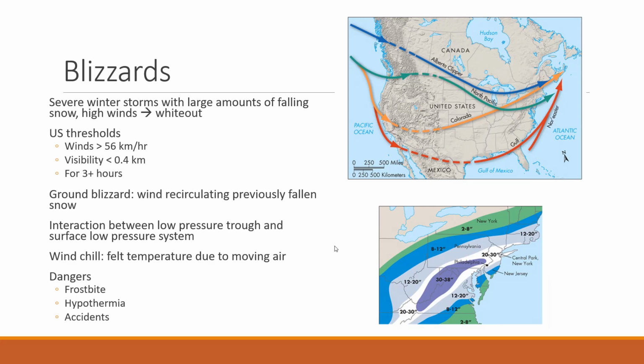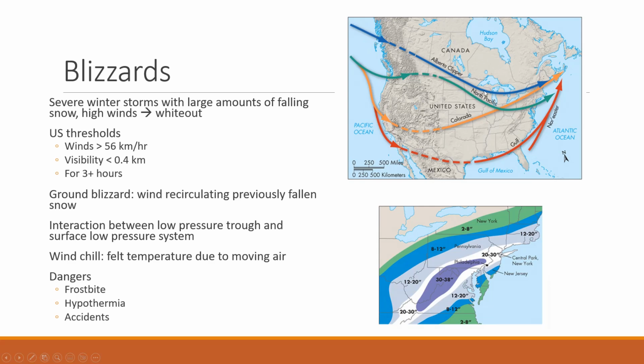The wind chill is important in blizzards. Wind chill is the temperature that we feel due to moving air. This is where it gets very, very dangerous. Dangers of blizzards are things like frostbite, hypothermia, and then just regular accidents. So we tend not to name these types of storms. I'll talk more about these next week.